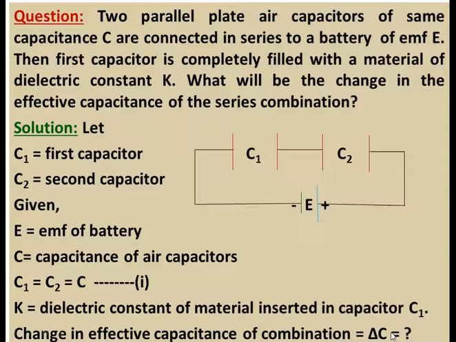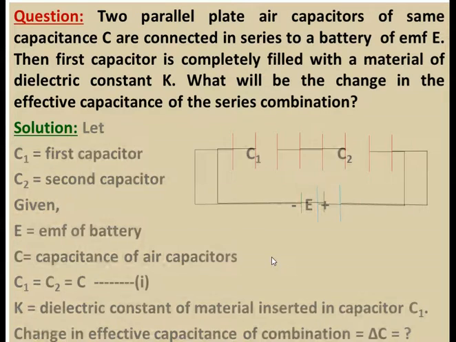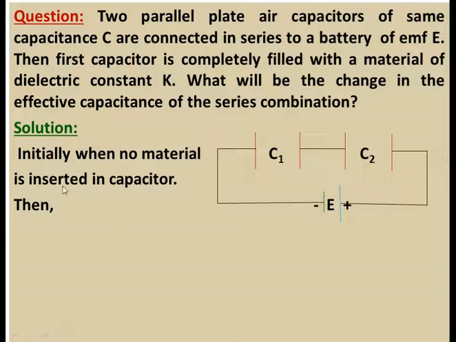So we have to find this, what will be the change in effective capacitance, or you can say net capacitance of the combination. So initially when no material is inserted in capacitors, first we will calculate what is the net capacitance of this combination when there was only air between the plates of these two capacitors. So let us first measure what is the net capacitance of this combination when there is no dielectric medium.